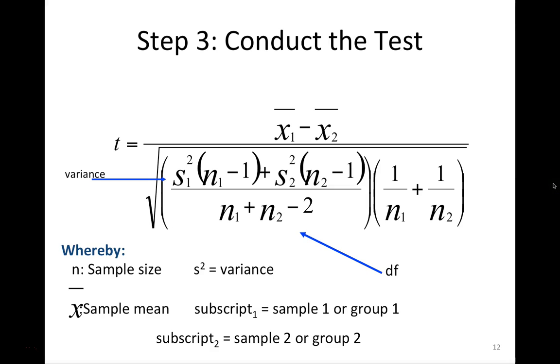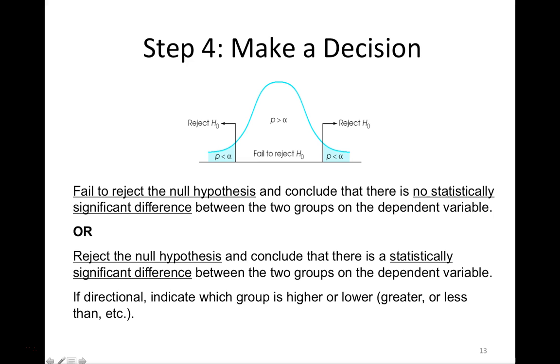Some people put the formulas in slightly different formats. They're roughly the same, they just lay things out differently in different orders of operation, but they all give you the same answer. But this gives you a sense that what's on the top here is this difference in the group means. So the group mean for group 1, the group mean for group 2. And then this deals with the variance and the degrees of freedom that we're using in that calculation.